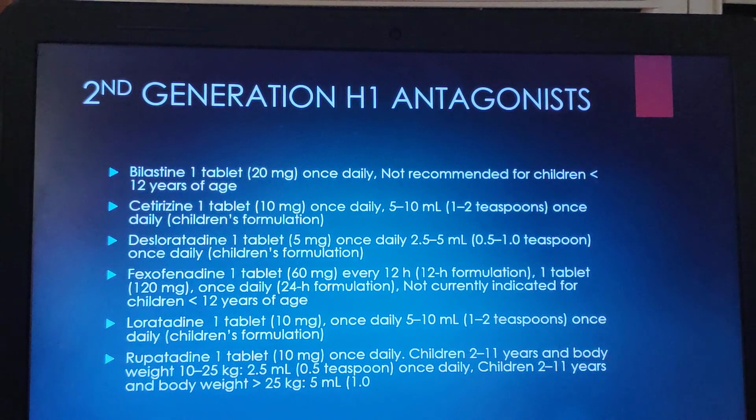They reduce the symptoms provided they are taken regularly during the symptoms or even before exposure to an allergen. Now, these are some of the second generation H1 antagonists which are commonly used: bilastine, cetirizine, desloratadine, fexofenadine, loratadine, rupatadine, etc. in different doses. Most of them are used once daily. They can be used in adults and children. Bilastine is not recommended below 12 years of age. Fexofenadine is also not recommended below 12 years of age, and the rest of these drugs can be given to children as well.